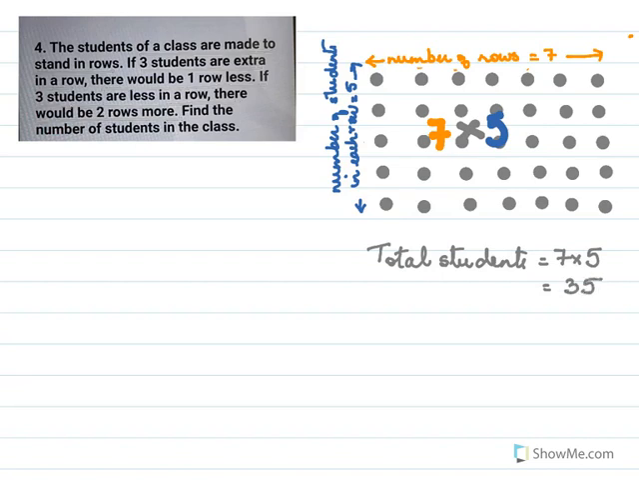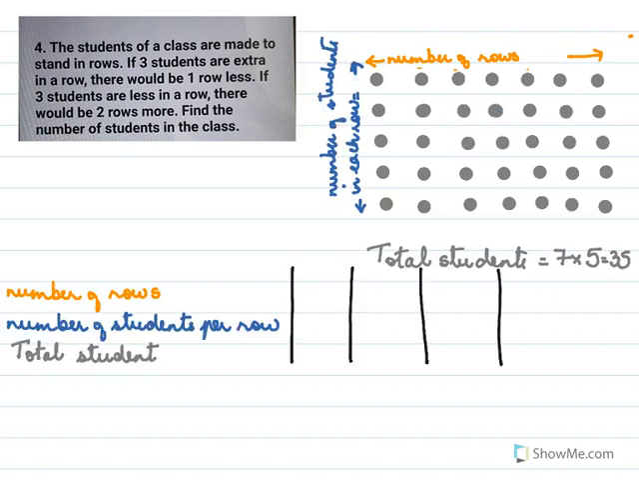So I need 2 quantities to find the number of students in a class: number of rows and number of students per row. So we'll take the number of students in each row as y, and the number of rows as x. So the total students will be x into y.